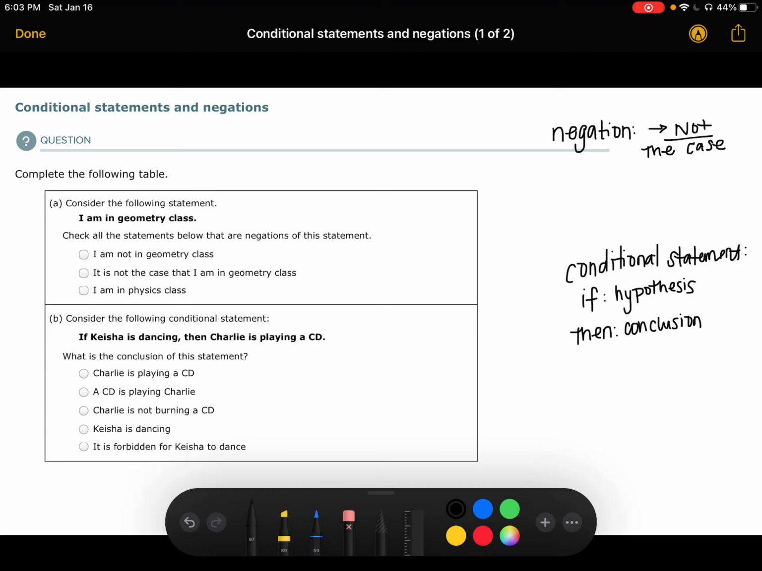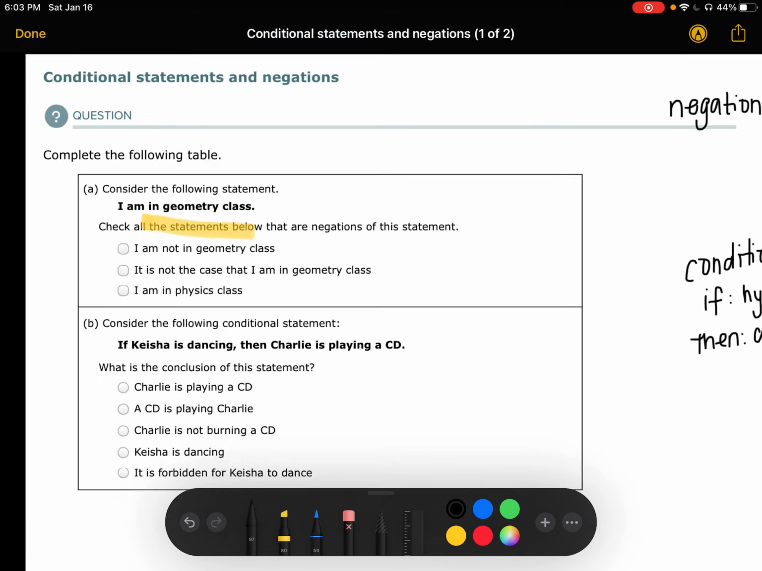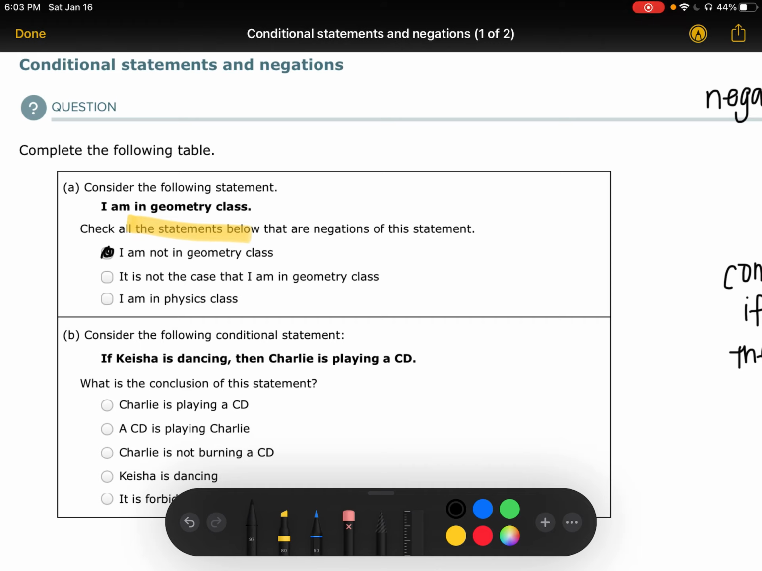So with that being our mindset, I'm in geometry class. What is the negation of the statement? Don't think you can only choose one, because it says all the statements. So, remember, not the case: I am not in geometry class, and it is not the case that I'm in geometry class.